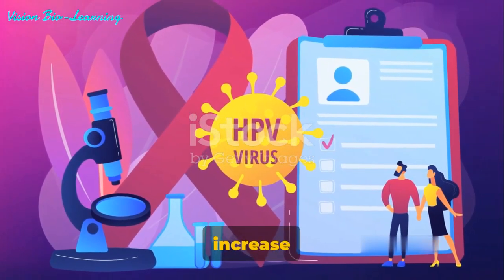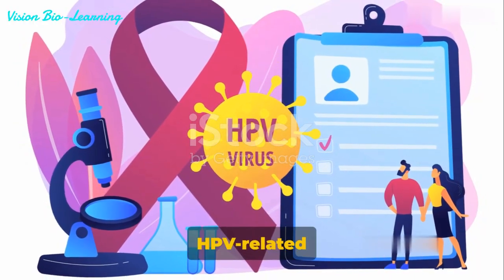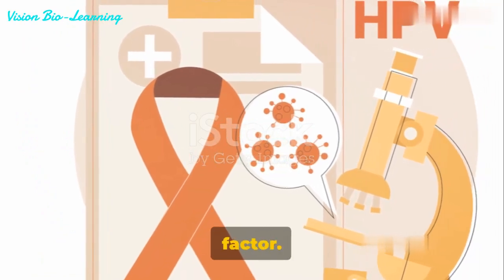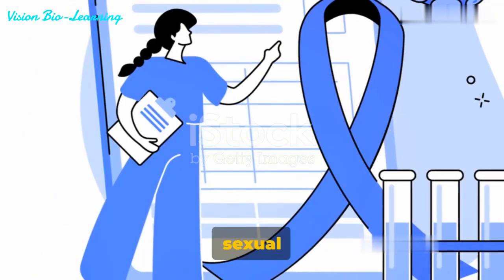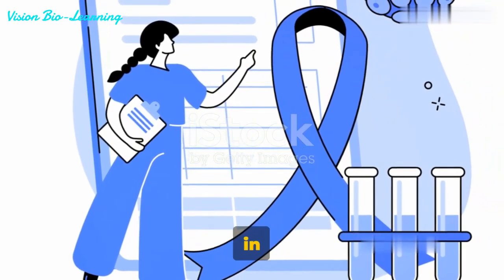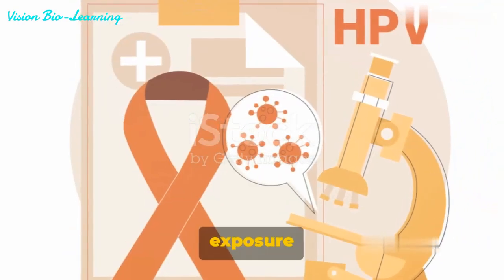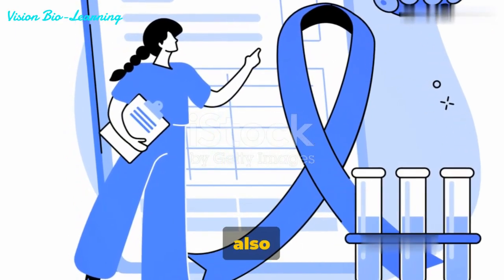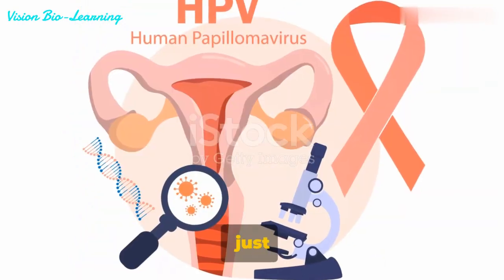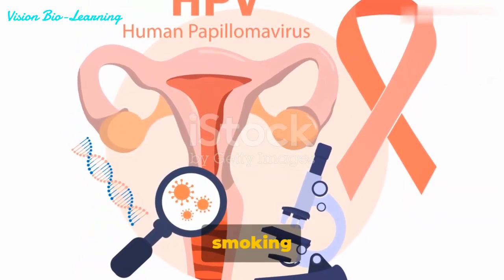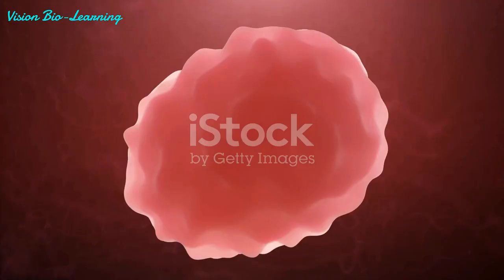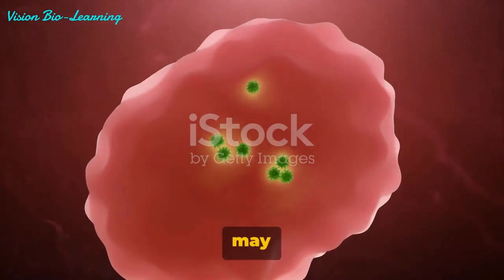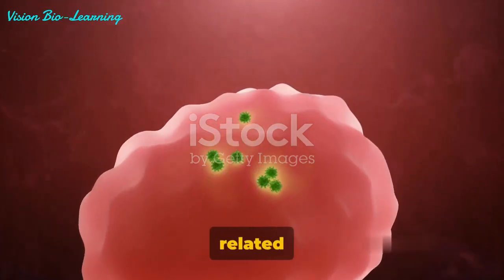Several factors can increase the risk of contracting HPV and HPV-related cancers. Early age at first sexual intercourse can be a risk factor. This is due to the likelihood of having more sexual partners over a lifetime, which in turn increases the chances of exposure to the virus. Speaking of sexual partners, having multiple partners also ups the risk. But it's not just about sex. Lifestyle choices like smoking can make you more susceptible too. And let's not forget about immunosuppression. Those with weakened immune systems may be more vulnerable to HPV infections and related complications.